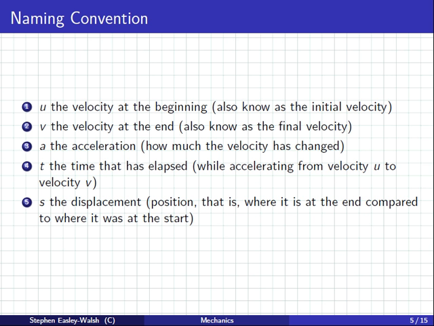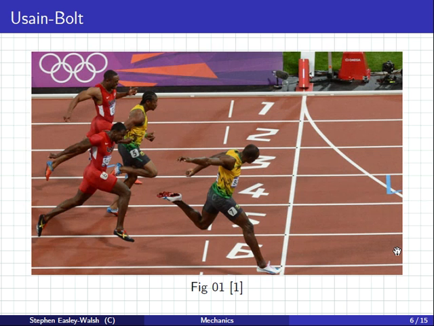Let's continue. So, here's an example. Let's take Usain Bolt. You know him? Let's look at this. For this race, what would be U? Yeah, but we know what it is. What's U? Yeah, 0.